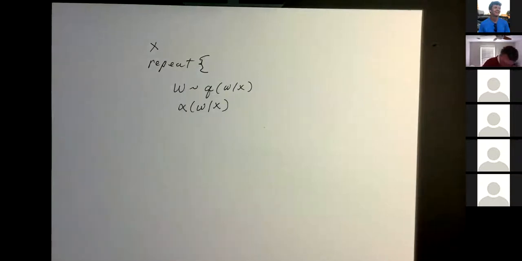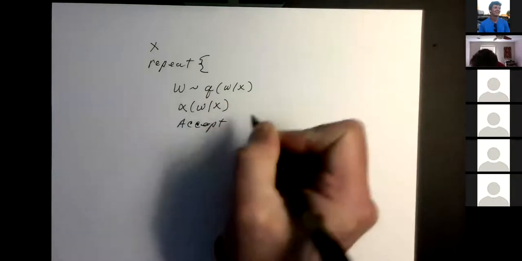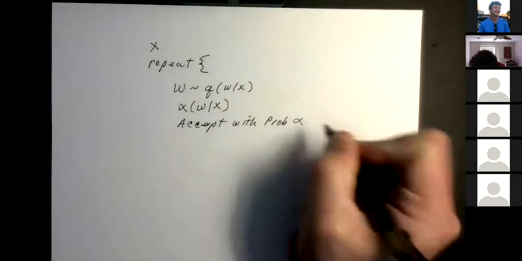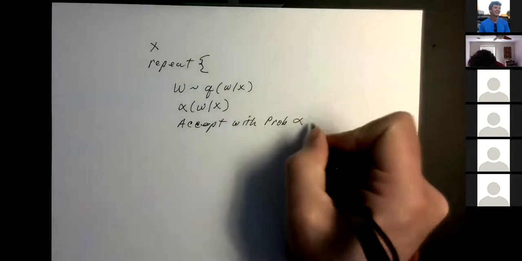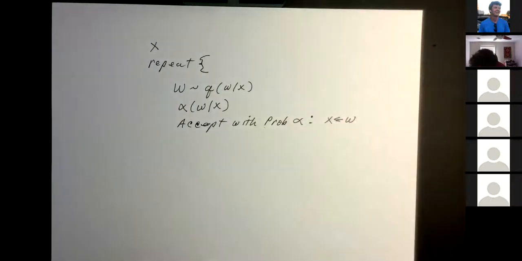Am I using the right notation here? Anyway, I don't know if that's supposed to be a line or a semicolon. So it's some function of X and W, and then what you do is you accept the proposal with probability alpha, which means, using semi-Python notation here, that you set X equal to W. Otherwise, you reject.